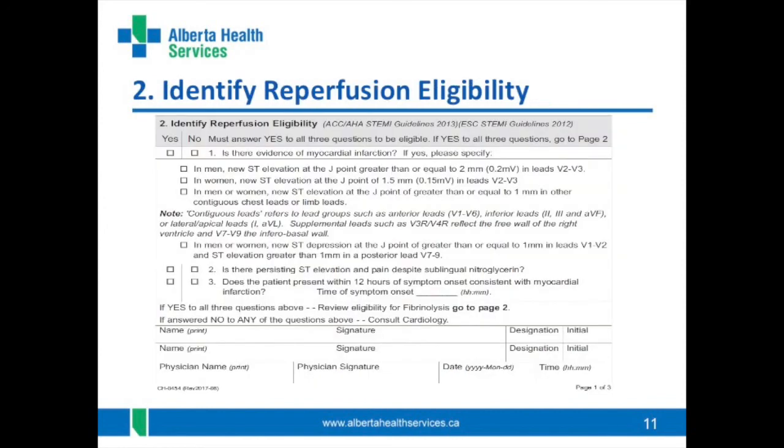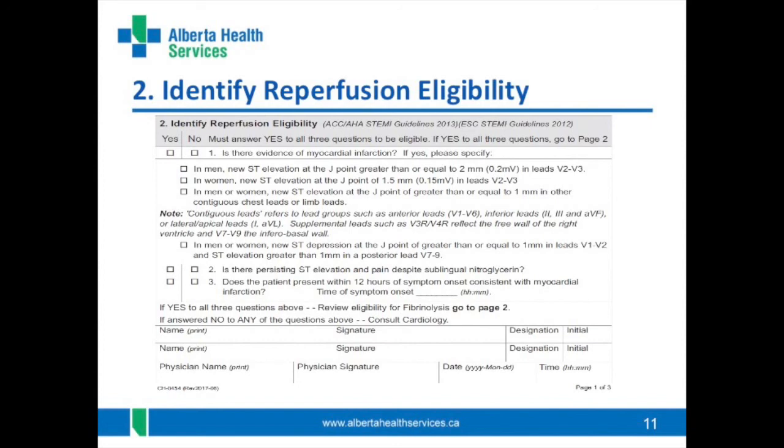Okay, moving on to the next page, this walks you through how to identify a patient with an ST elevation MI. Essentially, you have to answer yes to all three questions in order to be eligible for this STEMI order set. The first one is: is there evidence of a myocardial infarction? And this walks you through how to diagnose an ST elevation MI based on the electrocardiogram.